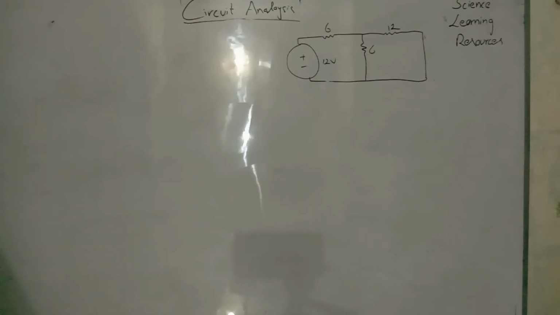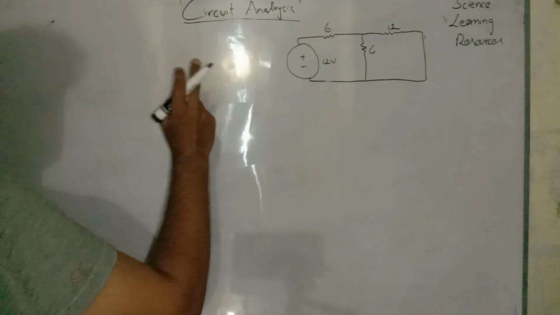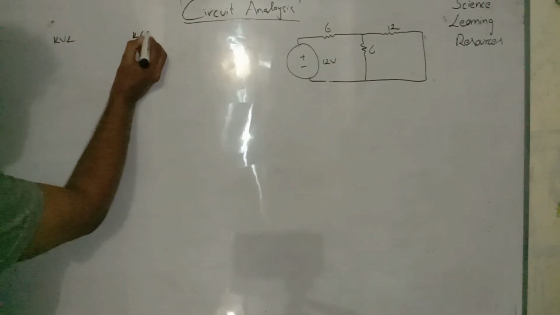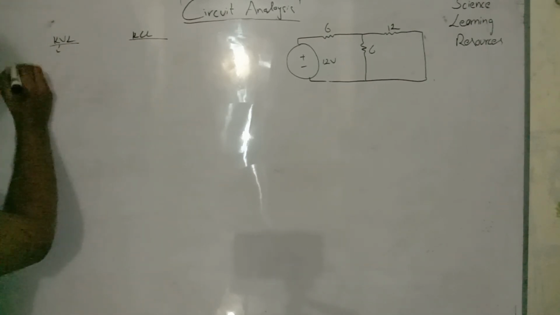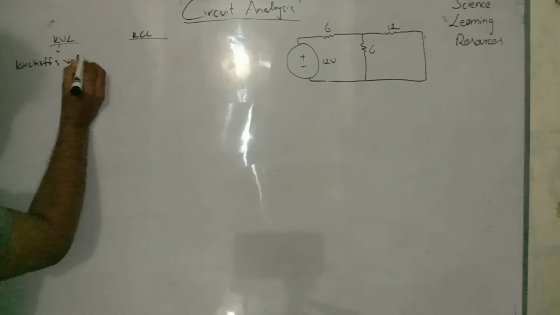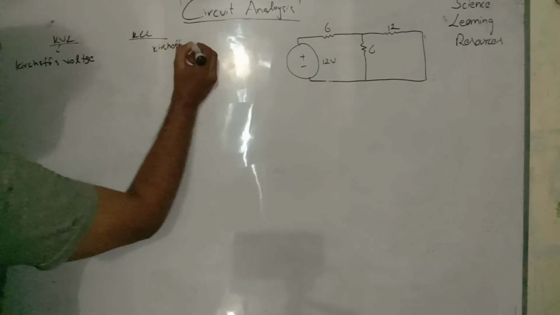Today we are going to solve circuit analysis. There are many ways to analyze a circuit, but the two common ways which everyone uses are KVL and KCL. It's an abbreviation and the full form is Kirchhoff's voltage law, and here it is Kirchhoff's current law.